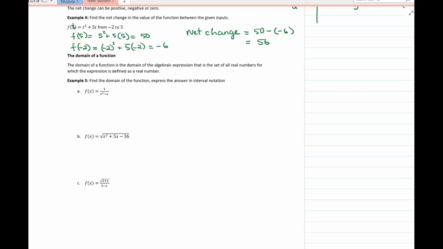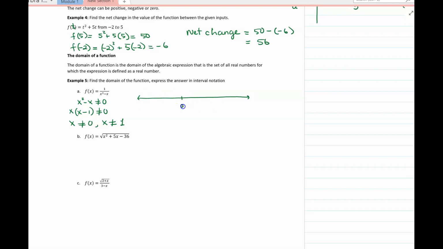Now, as we know, we cannot divide by 0, so the denominator here cannot be equal to 0. So first, we set the denominator to not equal 0 and solve this equation. So in order for this expression to be defined, x cannot be equal to 0 or x cannot be equal to 1. So how would you write this in interval notation?